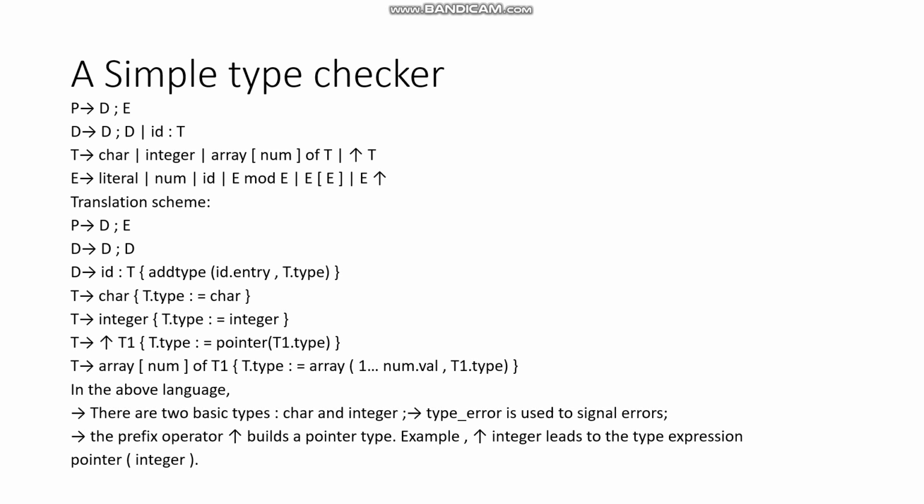In the above language you can see there are two basic types, char and integer. Then type_error is used to signal an error. The prefix operator builds a pointer type. For example, integer leads to the type expression pointer(integer). Okay, or the output will be integer.